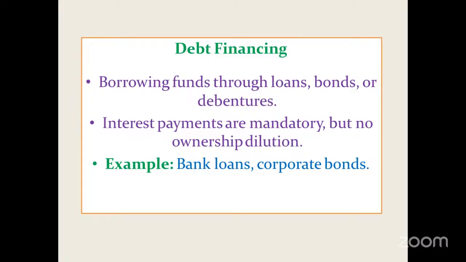So interest payments are compulsory. If you take any loan or any borrowings, we have to pay the interest. That is mandatory, but no ownership obligations or dilution. Example: bank loans and corporate bonds. So that is known as debt financing. In debt financing, simply we understand the banks are going to issue loans and corporate bonds to the companies. The companies will take those loans or corporate bonds and pay that interest, which is fixed and mandatory for the companies.